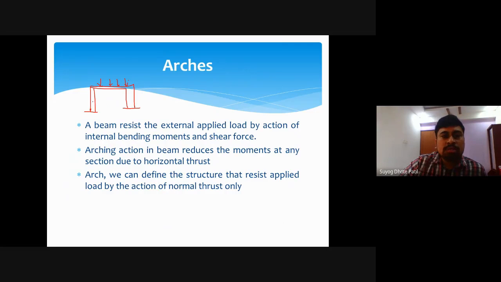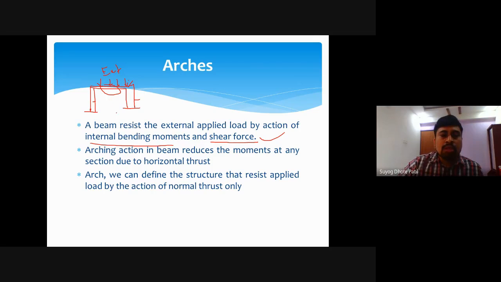Okay, over these are the columns and this is the beam. Now in the case of a normal horizontal beam, these applied loads are counteracted with the help of the internal bending moment and shear forces. In normal horizontal beams, the external loads are nullified or resisted by the internal bending moment and shear forces developed in this horizontal beam.